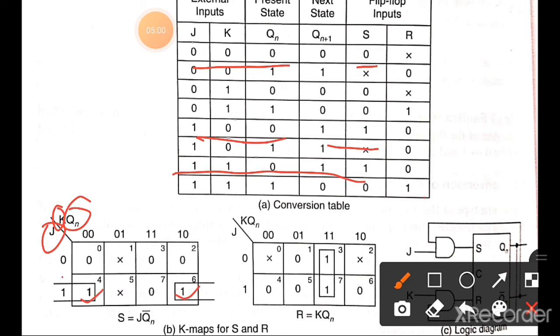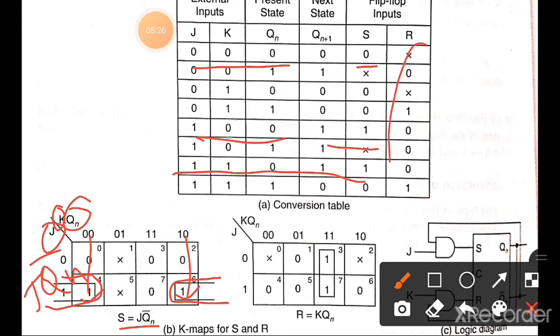Then we can group like this. So there is a common J here. Then K is changed from 0 to 1 and Qn is the same, so Qn bar, it's 0, so Qn bar. So S is equal to J Qn bar.